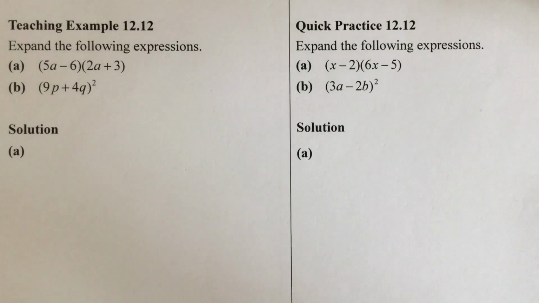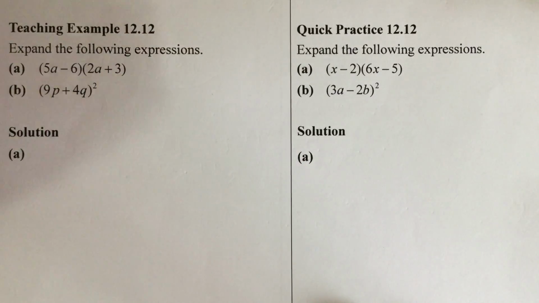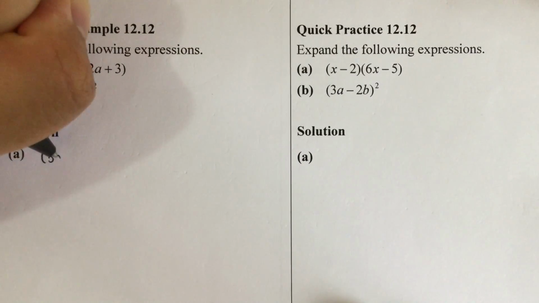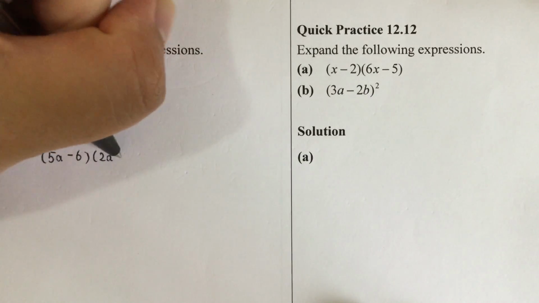Okay, hello all. In this video, we will multiply two terms by two terms, and for the next teaching example and the quick practice, two terms times three terms. First, we will revise the last lesson. So we have 5a minus 6 times 2a plus 3. Let's have some warm-up first: 5a minus 6 times 2a plus 3.